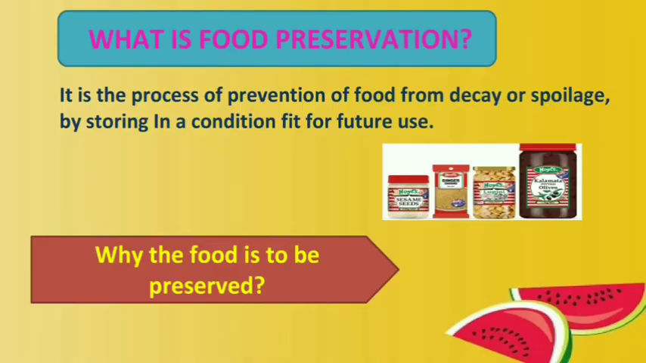Food preservation. Food preservation is one of the methods to protect food from unwanted microbial growth. Food preservation is the process of prevention of food from decay or spoilage by storing in a condition fit for future use.